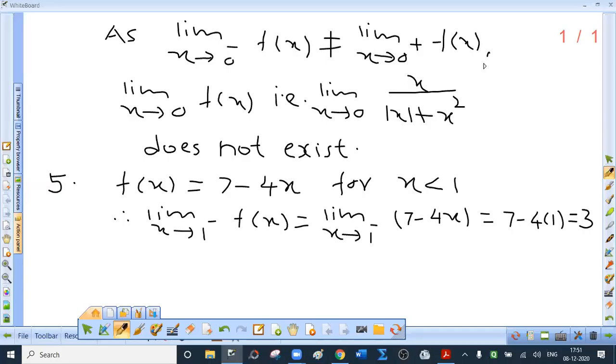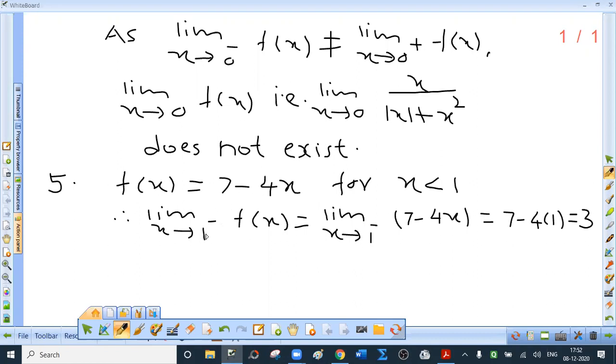Fifth one, find the limit of the function if it exists at x equal to 1, if f of x is 7 minus 4x for x less than 1, equal to x square plus 2 for x greater than or equal to 1. Now to find the left hand limit, we must consider x to the left of 1, that is x less than 1. So for that, what is f(x)? 7 minus 4x.